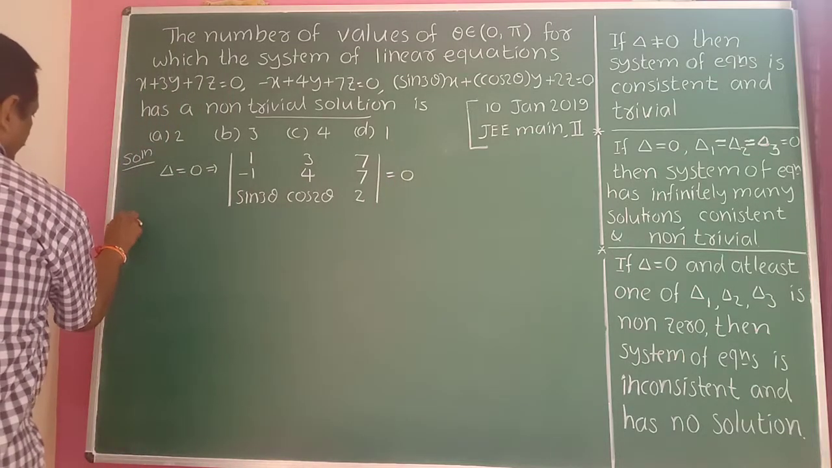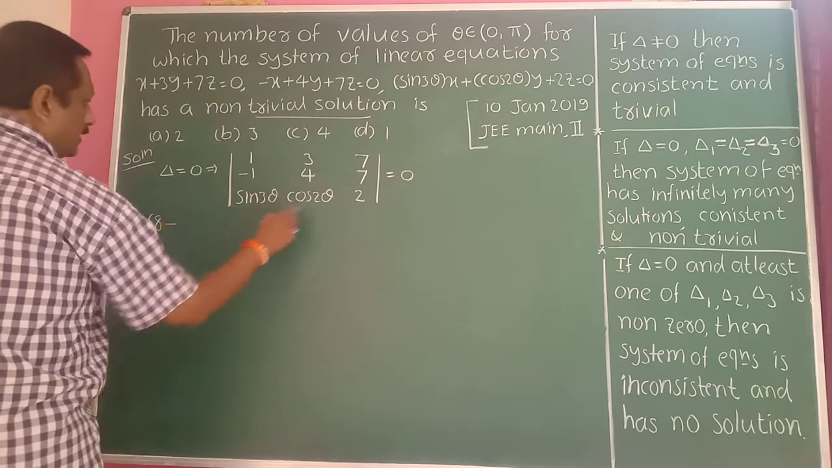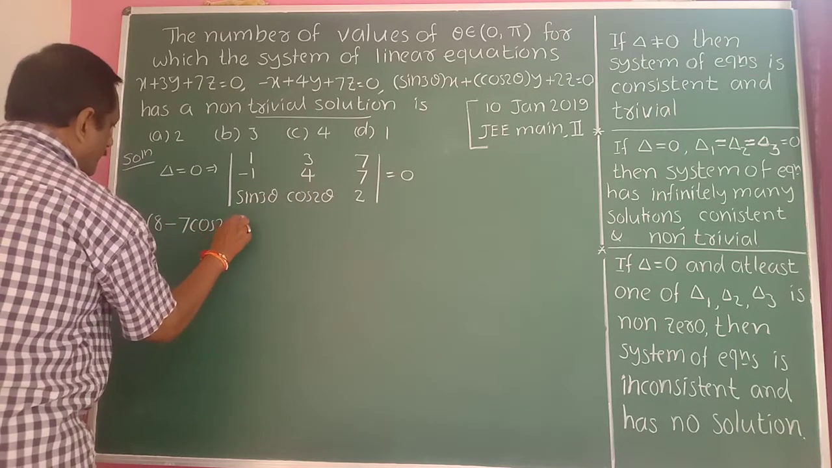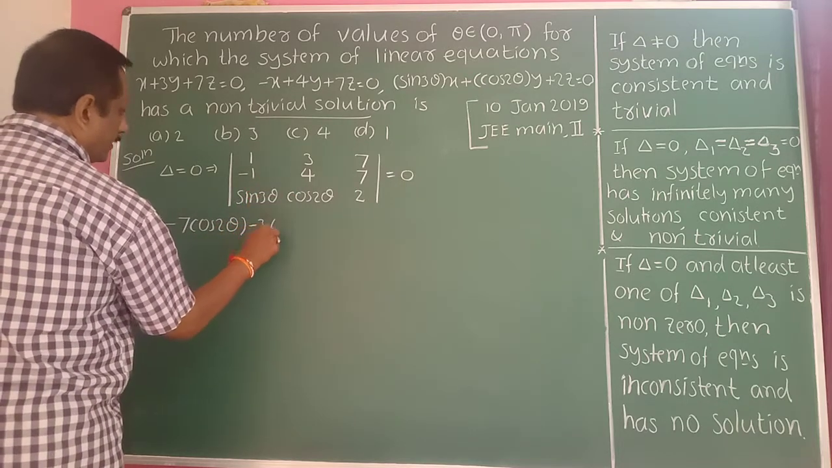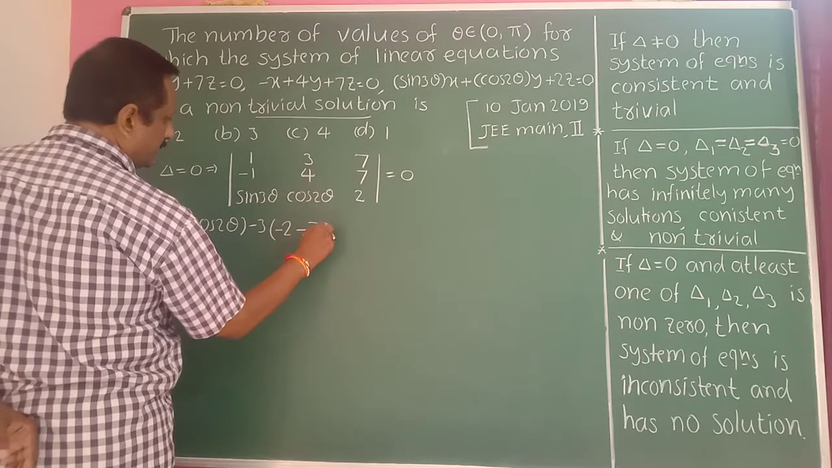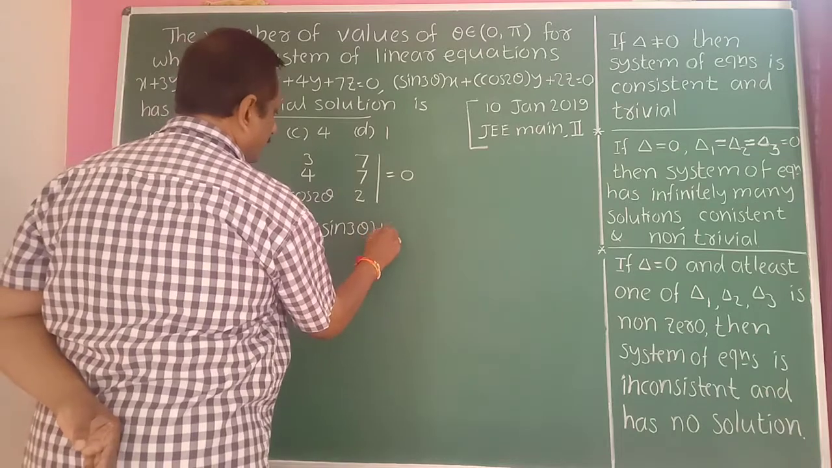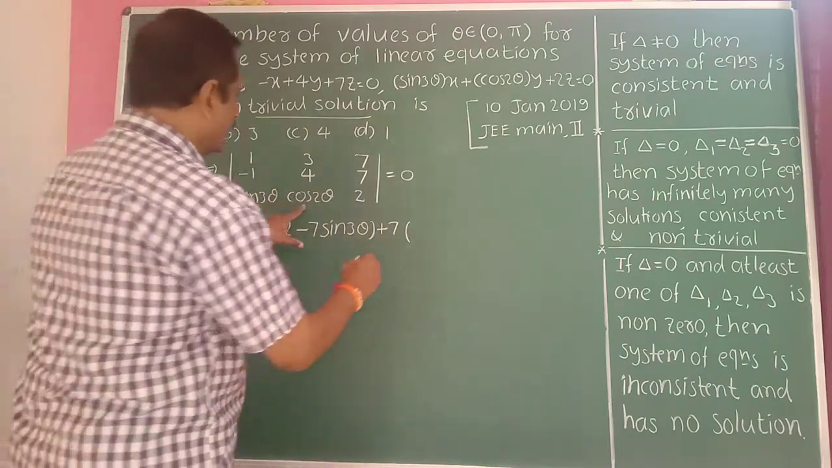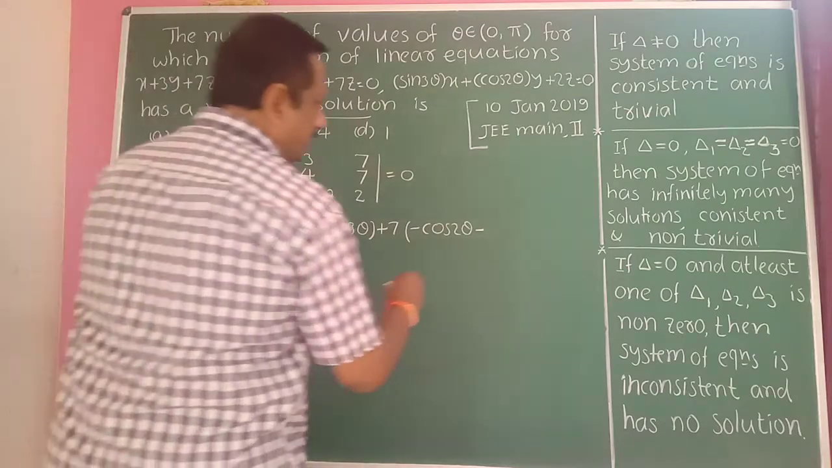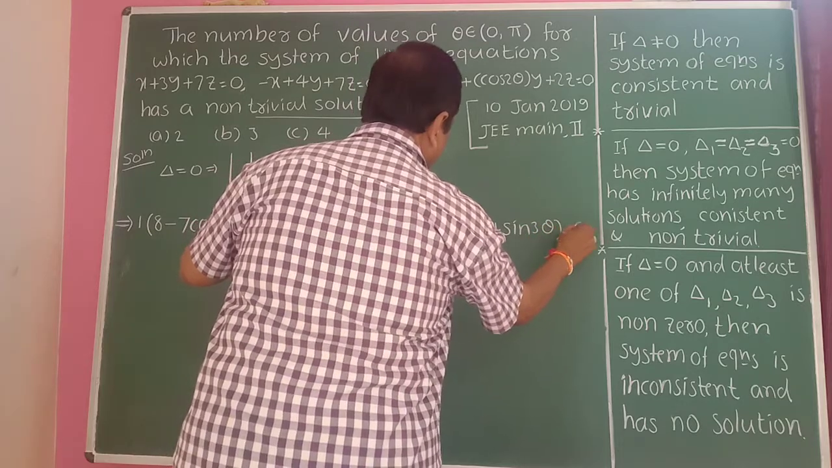So this implies 1 into (4 twos are 8 minus 7 cos 2 theta), minus of 7 cos 2 theta, then minus 3 times (minus 1 into 2 gives minus 2, minus 7 sin 3 theta), then plus 7 into (minus 1 into cos 2 theta is minus cos 2 theta, minus 4 into sin 3 theta), that is equal to 0.